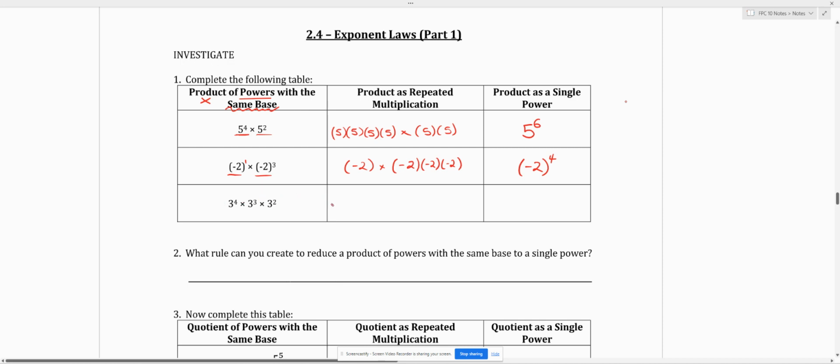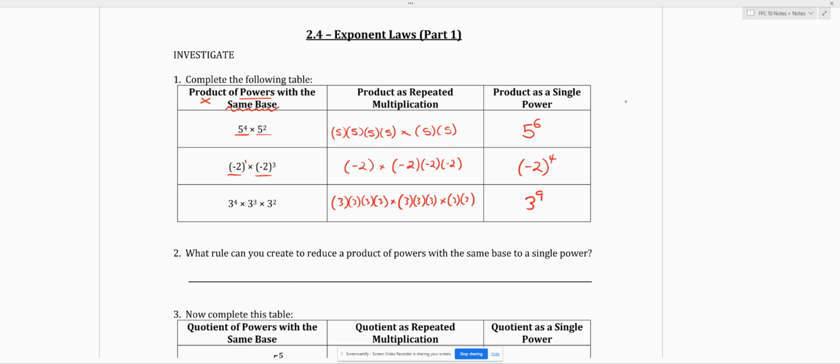Last one here, I have 3 powers this time being multiplied. So a product again, but I first have four 3s, and that's being multiplied by 3 more 3s, and then 2 more, 3 times 3. Again, this is just 3 being multiplied a whole bunch of times. How many in total? 4 plus 3 is 7, plus 2 more, I have 3 being raised to the power of 9.